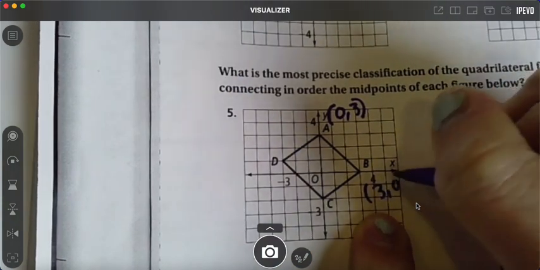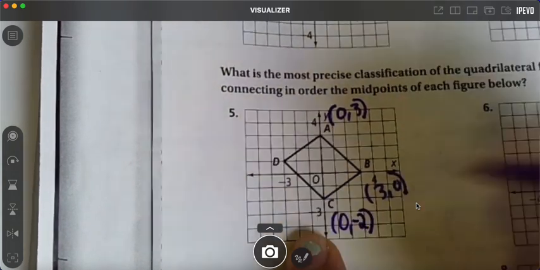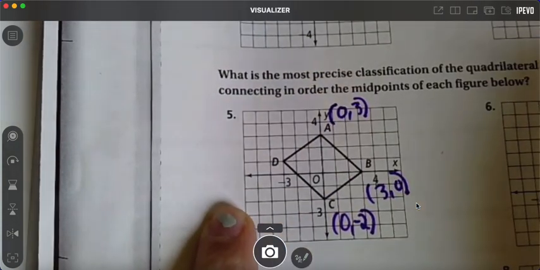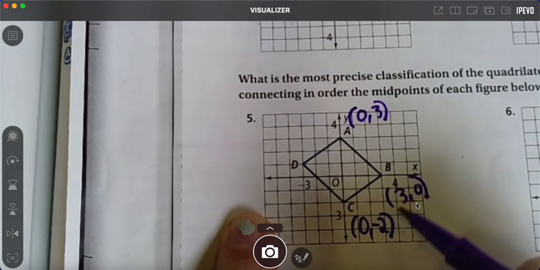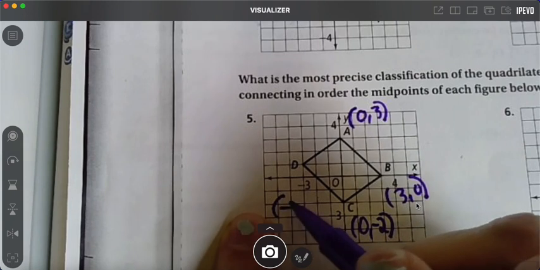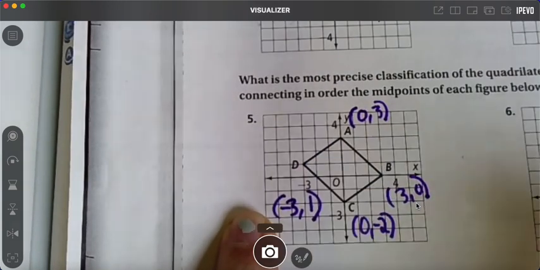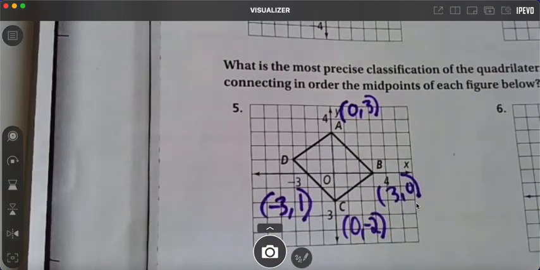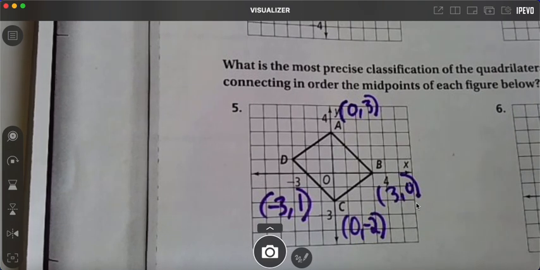3, 0. 0, negative 2. And, is that right? 0, negative 2. Oh, yeah, this one's up here. Negative 3, 1. There's all my ordered pairs. Does everybody understand that part?